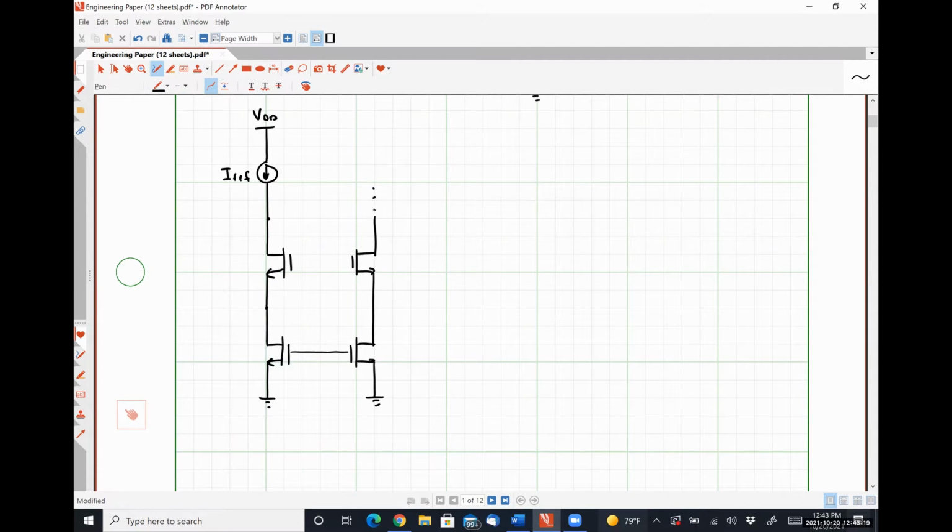And should have something like this. And I am going, let's call this guy, sorry, M1. This is still M2. And now we are degenerating M1 with a transistor M3. We are degenerating M2 with a transistor M4.